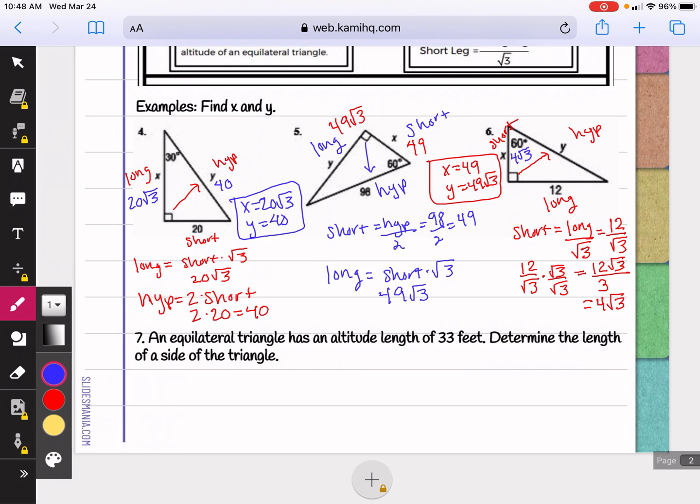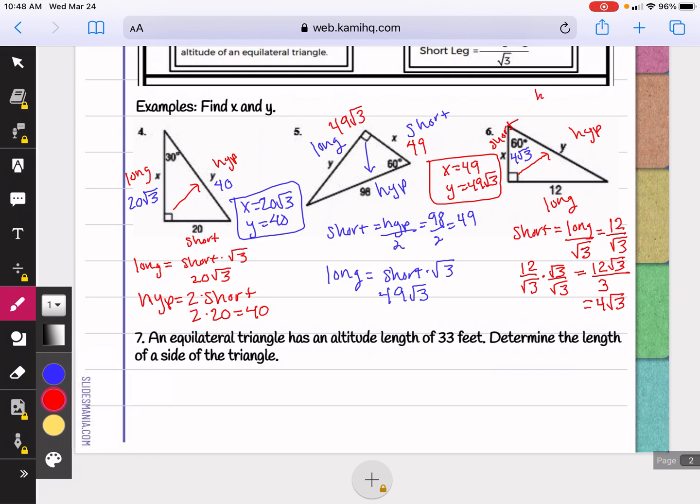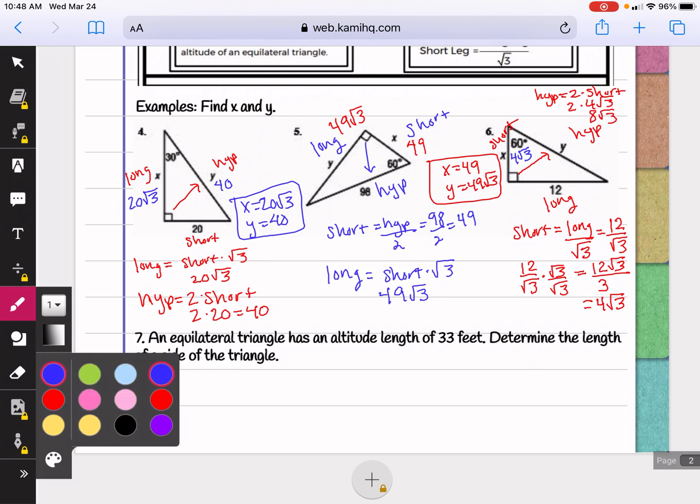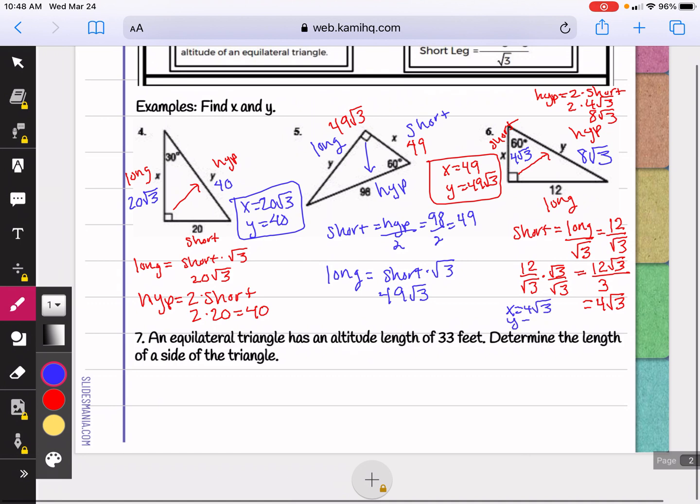And then to get the hypotenuse, it's 2 times the short. So we would do 2 times 4 root 3, which is 8 root 3. So here our answer for x is 4 root 3, and our answer for y is 8 root 3.